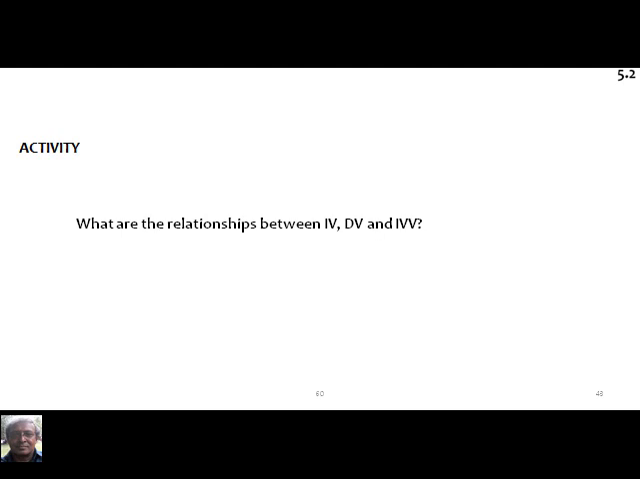Activity. What are the relationships between IV, DV and IVV? How does the inclusion of MV change or affect the relationship?